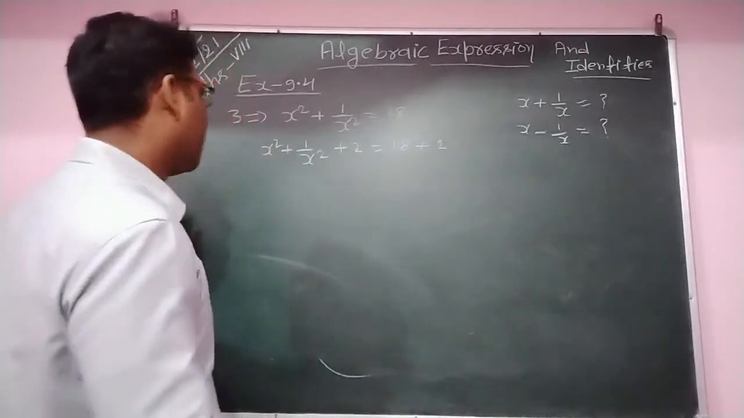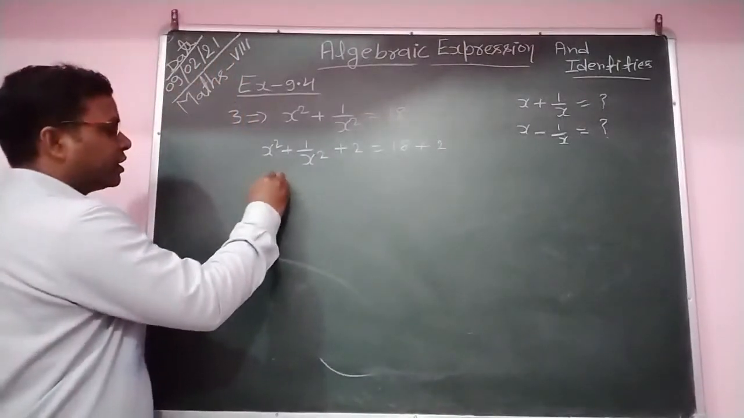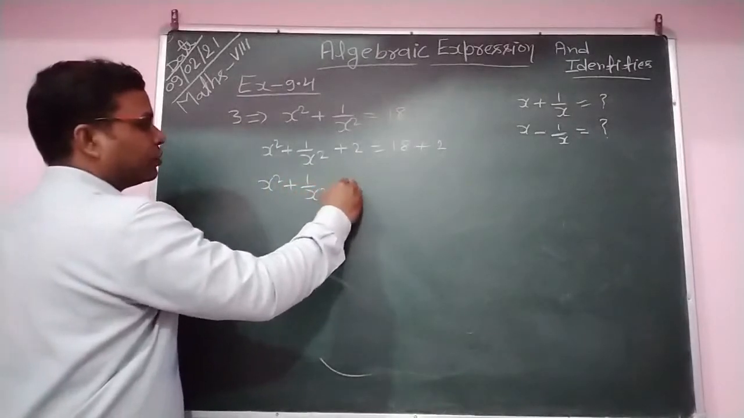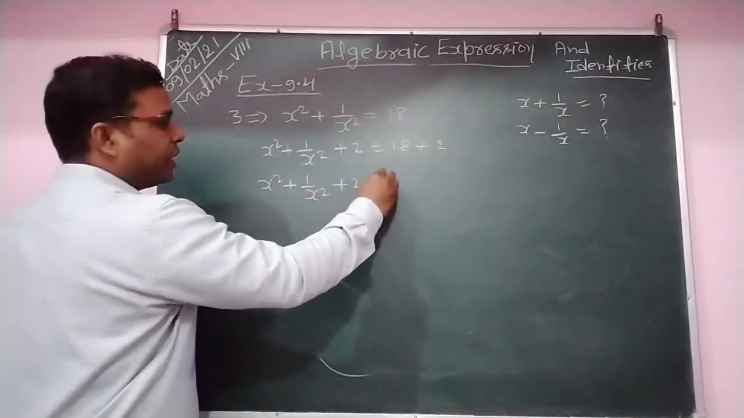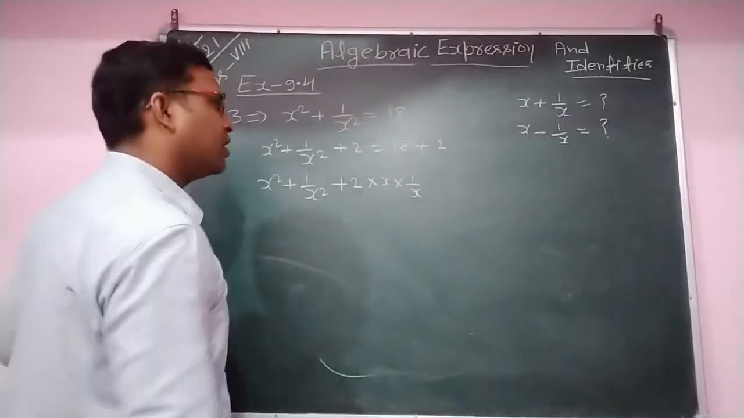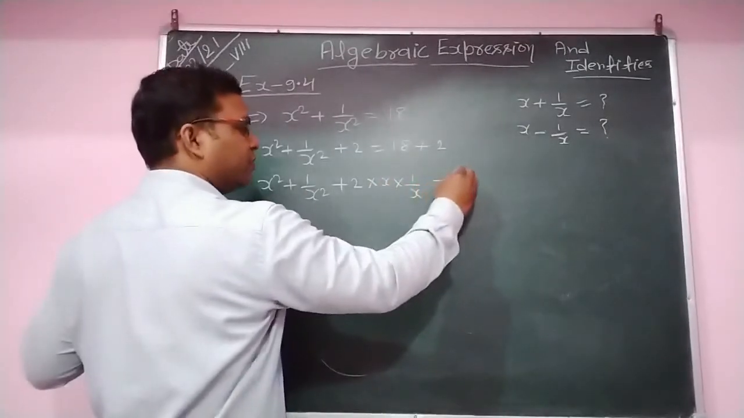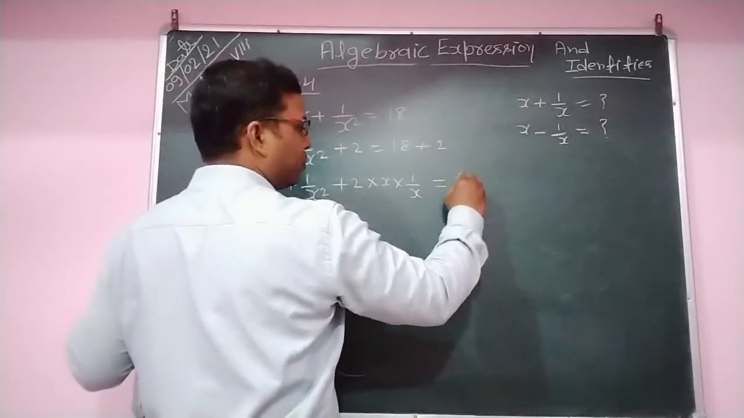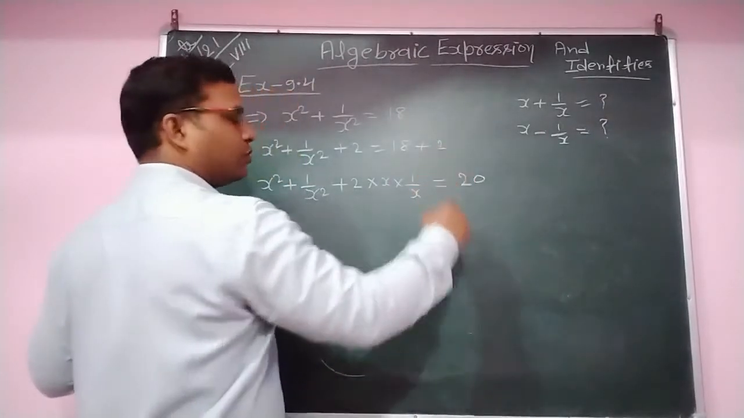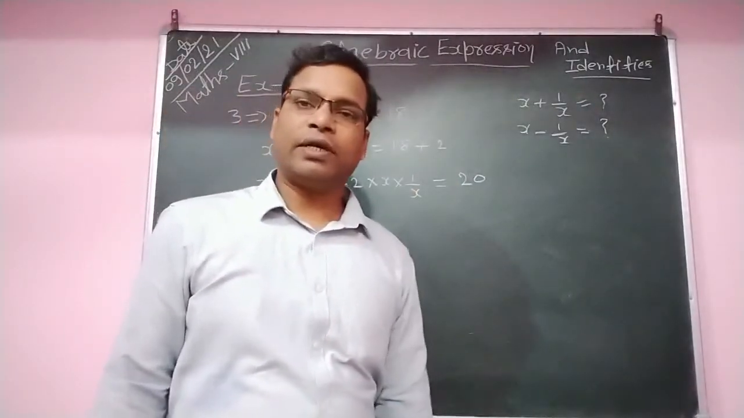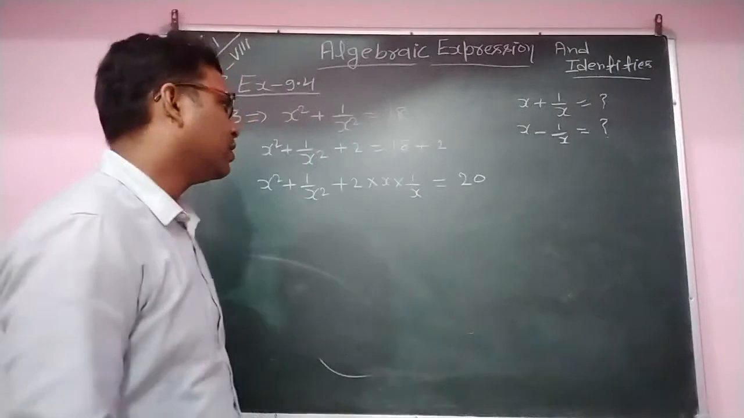So here you can also write it as x square plus 1 upon x square plus 2, where you can multiply x and 1 by x. Clear? And here you get 18 plus 2, which becomes 20. Clear?